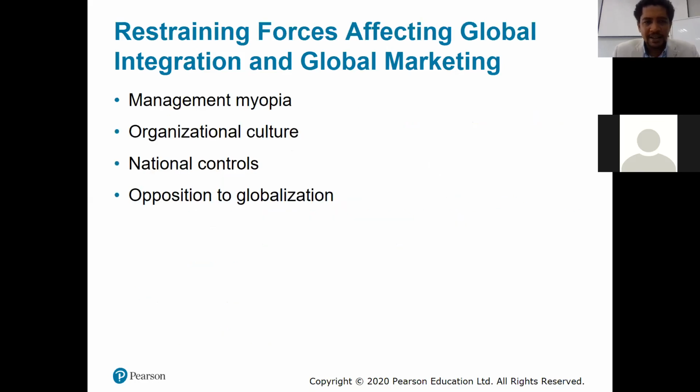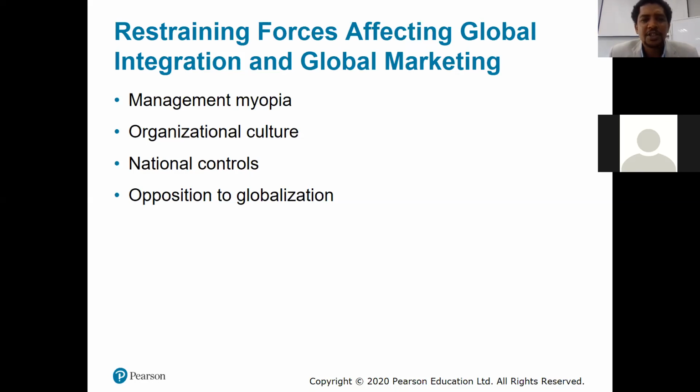Then, what are the restraining forces affecting global marketing and global integration? Okay, so the first is the management myopia. So this is when some management are short-sighted, nearsighted and ethnocentric. So some managements might feel that we don't have to go global and sell our products to other customers. The customers we have in our country are enough, okay? But this is a near-sighted management orientation, okay? That is ethnocentric management orientation.